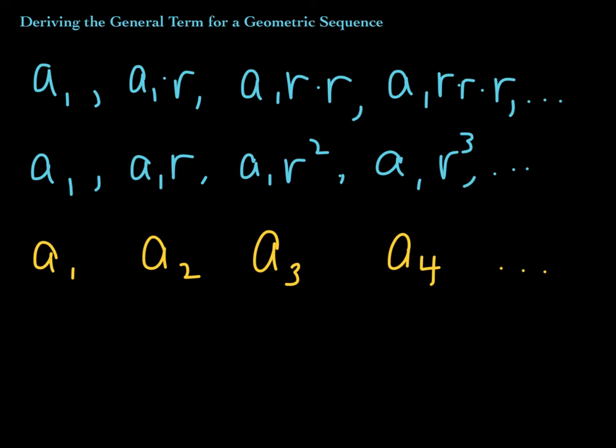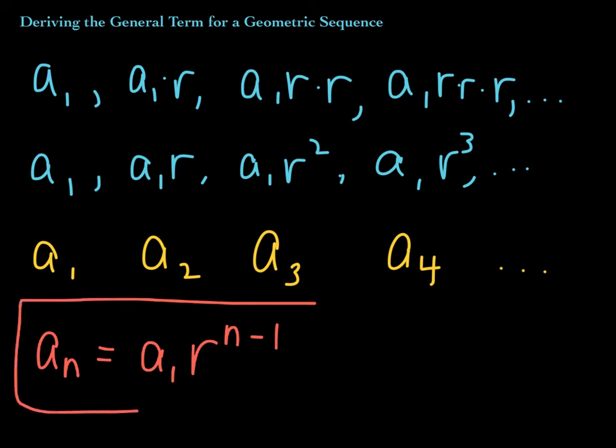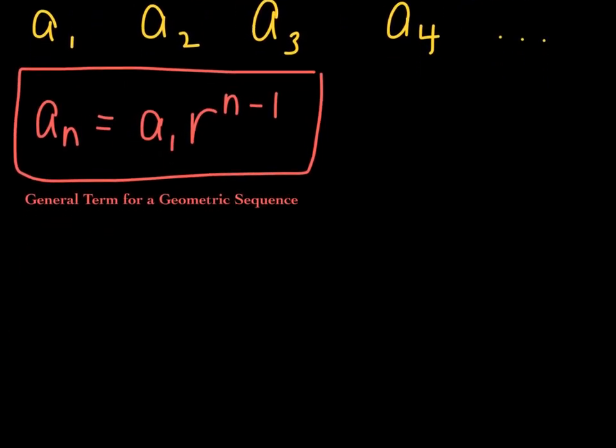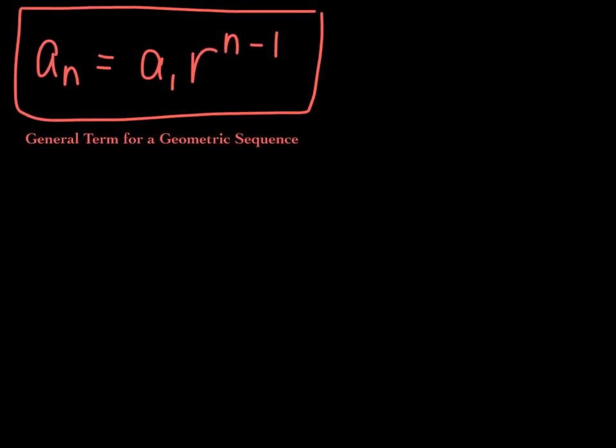So therefore, the general term for a geometric sequence can be written as a sub n is equal to a sub 1 times r to the power of n minus 1. This is the general term for a geometric sequence. Again, make sure you have this handy in your notes. Make sure you have this general term highlighted and boxed and ready to use, all right? Now, let us now go to the next example.